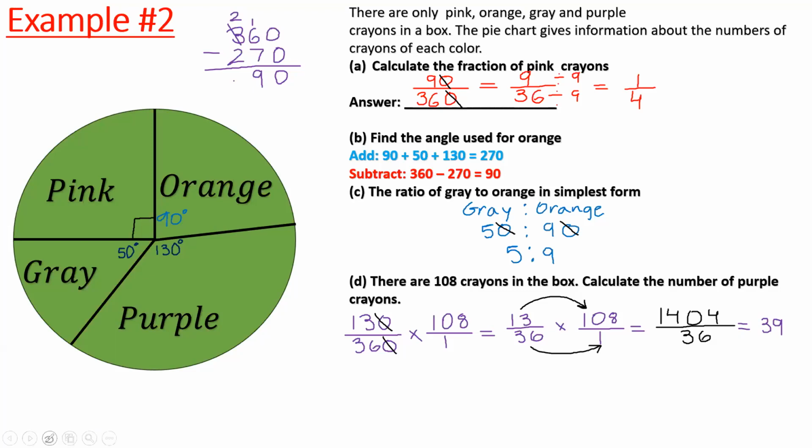So what we have to do is cancel the zeros. This 0 cancels with that 0. And so we are left with 13 over 36 multiplied by 108 over 1. Next, we multiply 13 by 108, which is 1,404. We multiply 36 by 1, which is 36. When we divide these two, we get 39. You understand that? Yes, sir. Thank you. No problem.